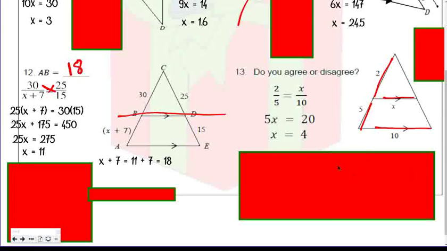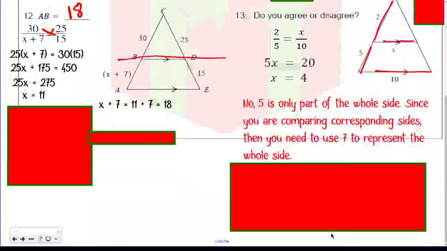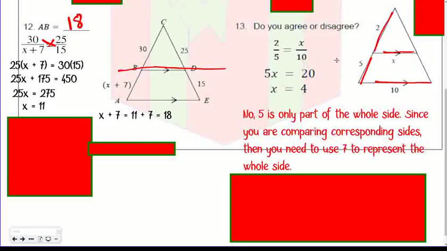Okay, if you're answering no, then you should be proud of yourself. No, 5 is only part of the whole side of that big triangle. Since you're comparing corresponding sides, you need to use 7 to represent the whole side. So if I'm using 2, then I've got to use this whole side because I'm using x and 10. Since x represents the base of the small triangle and 10 is the base of the large triangle, 2 is the left-hand side, so I need to use the left-hand side of the big triangle as well. Does that make sense?